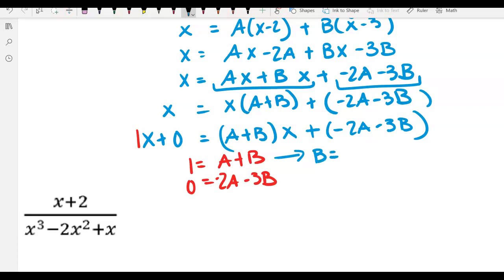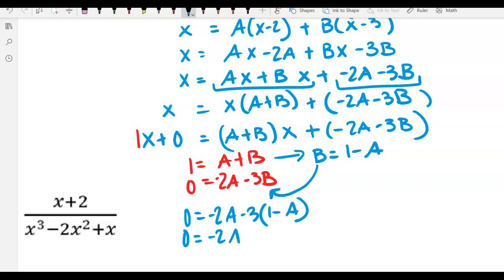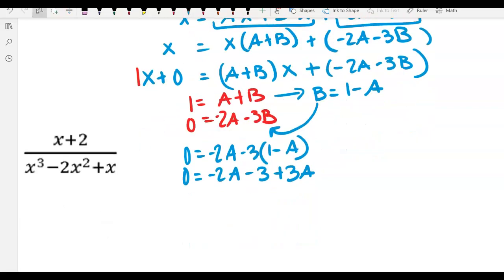B equals what? 1 minus a. Now what? Plug that into there. Okay, you plug it in there. What do you get? So we plug it in. So we get negative 2a minus 3 times the quantity 1 minus a. 0 goes negative 2a minus 3 plus 3a. And that means what? 0 equals a minus 3. So a is 3.